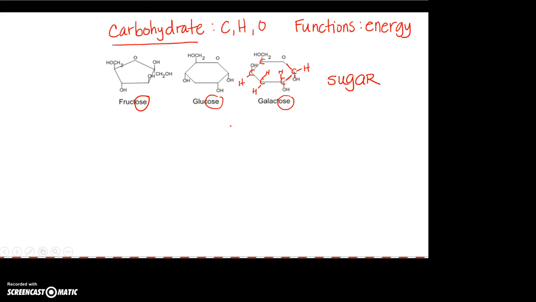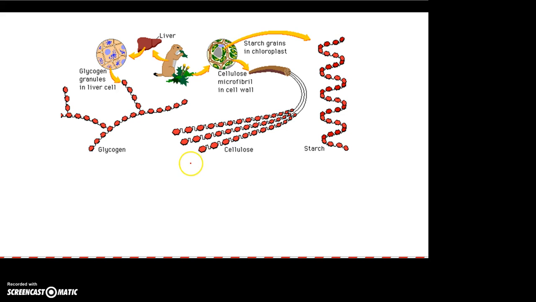Other carbohydrates though, like the ones you see here, are really, really long chains. Plants make starch. Here's starch. You can see it's a really long chain of all these rings here. Starch is basically how plants store their sugars long term. Usually this goes into roots.